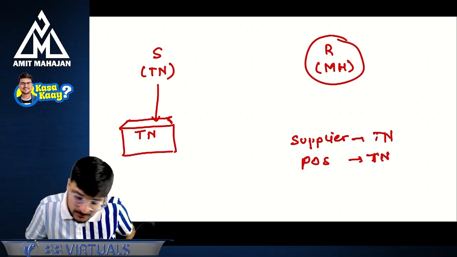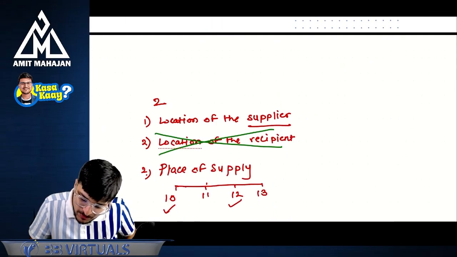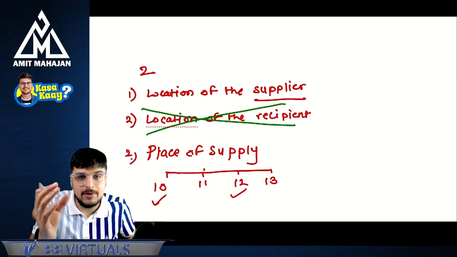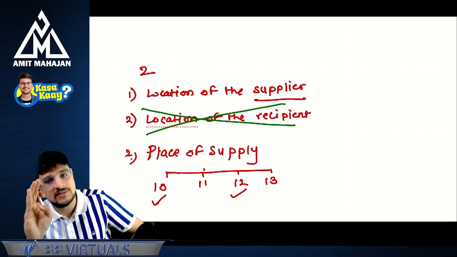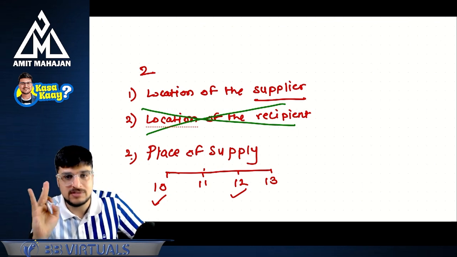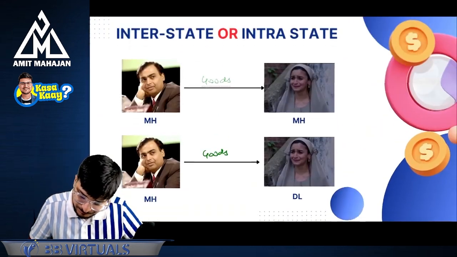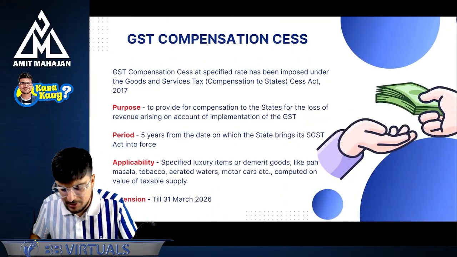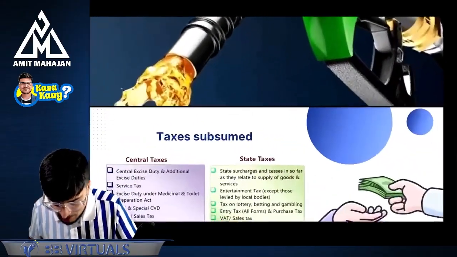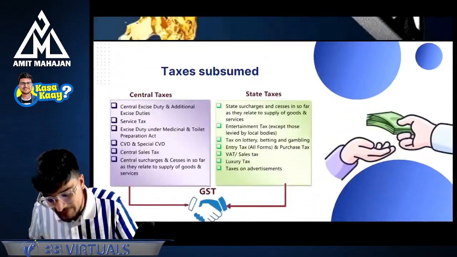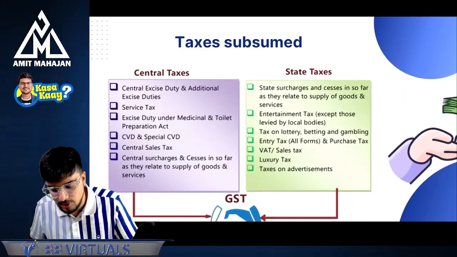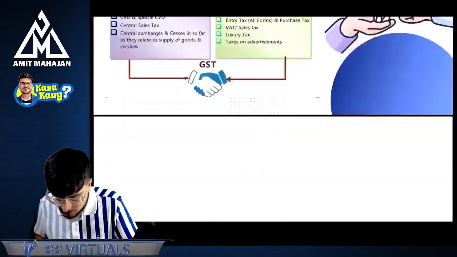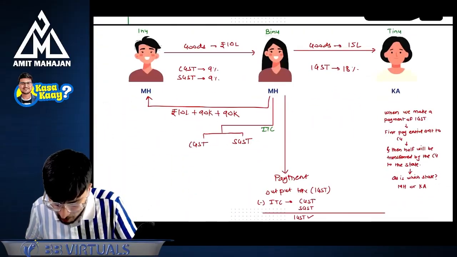Correct? Perfect? Okay. So, two things to be considered, whether it is inter or intra: number one, the location of the supplier, and number two, the place of supply. Perfect. Now we'll see what GST compensation cess is, what the taxes are and everything. Okay, before that, I will discuss something more about this.